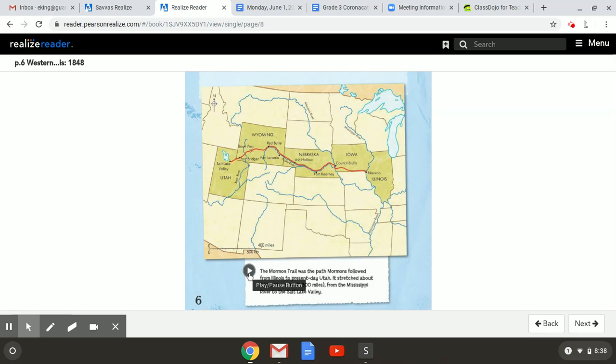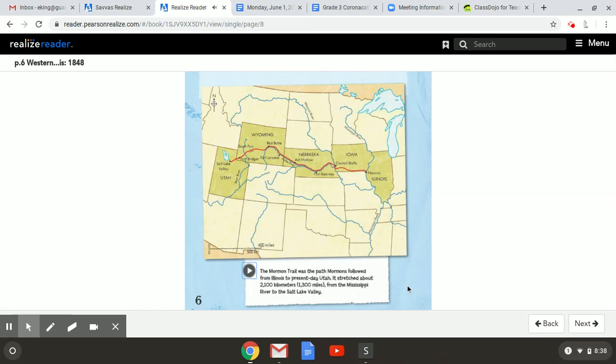Let's read our caption. The Mormon Trail was the path Mormons followed from Illinois to present-day Utah. It stretched about 2,100 kilometers, 1,300 miles, from the Mississippi River to the Salt Lake Valley.